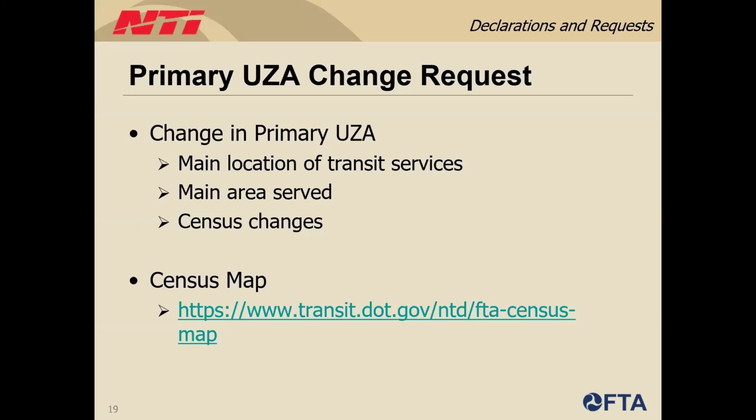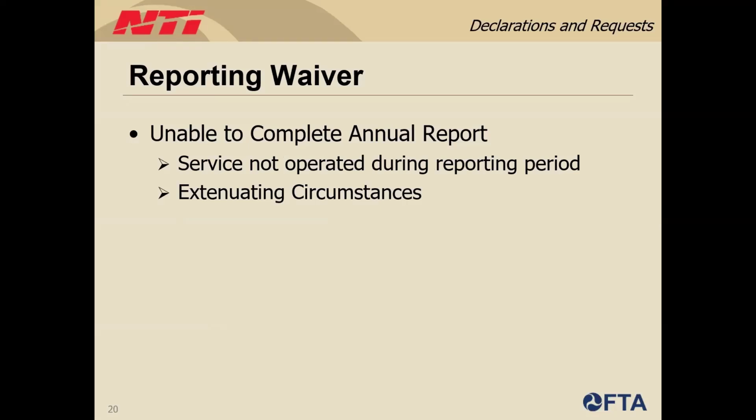The next request type is the reporting waiver. This one is only used in special circumstances. A reporting waiver is requested if an agency is unable to complete the annual report for the current report year. If your agency did not provide any service for the span of a year, you would request a reporting waiver. There are also some extenuating circumstances that may lead to a reporting waiver being requested. For example, if there is a significant natural disaster that causes damage and makes data for the full year unrecoverable, you may request a reporting waiver.